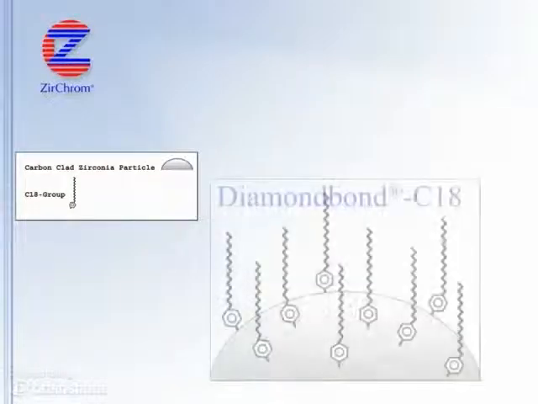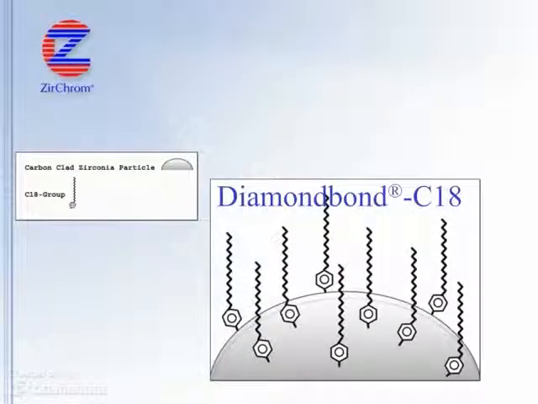Diamond bond C18 is the ZirChrom carb particle with a C18 moiety carbon-carbon bonded to the surface. The resulting particle retains much of the shape selectivity of a ZirChrom carb column and adds the sample loading benefit of partitioning chromatography.